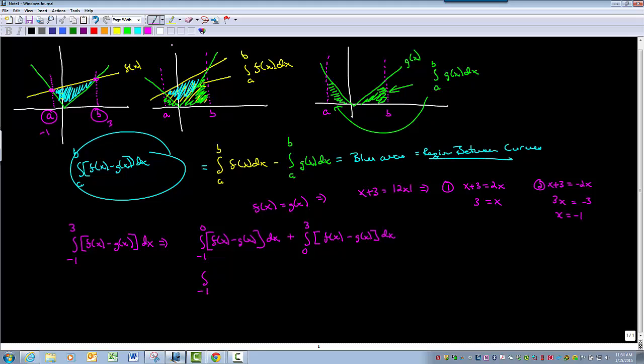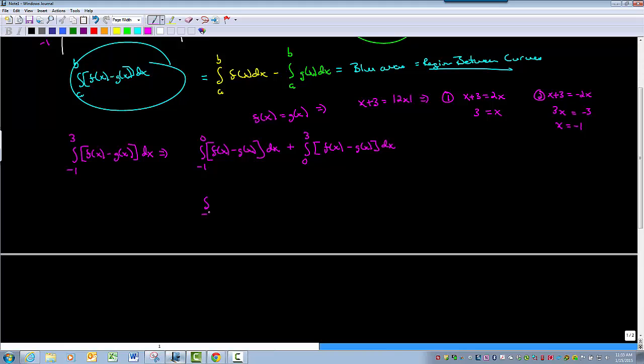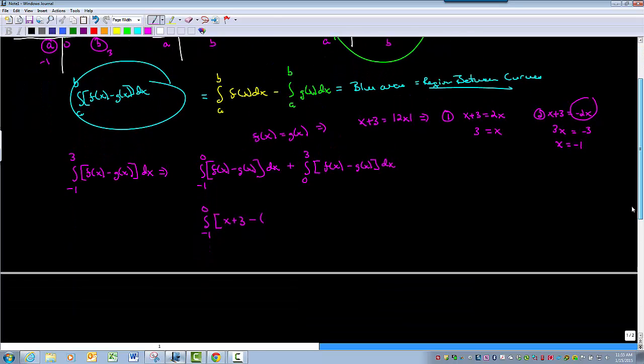This is the integral. Actually, I'm going to go down one page here. Okay, so this guy is the integral of f of x, we know is x plus 3, minus, now g of x on this interval from -1 to 0 over here, this line is equivalent to -2x, which is what I did right over here. So it's equivalent to -2x.